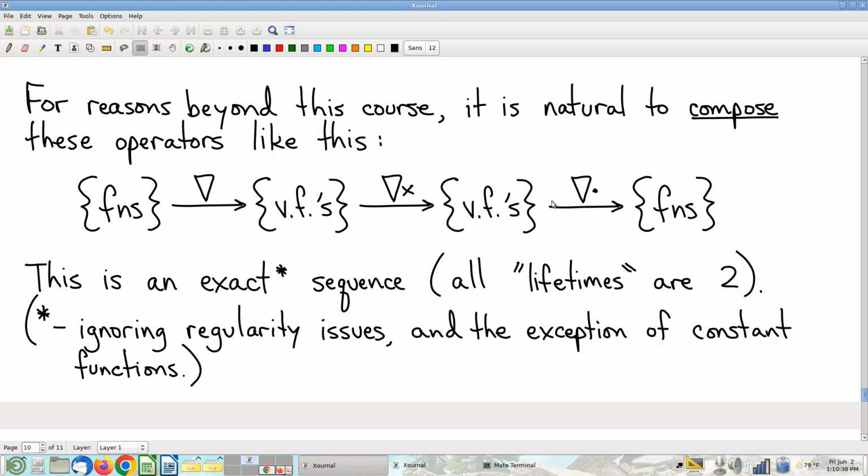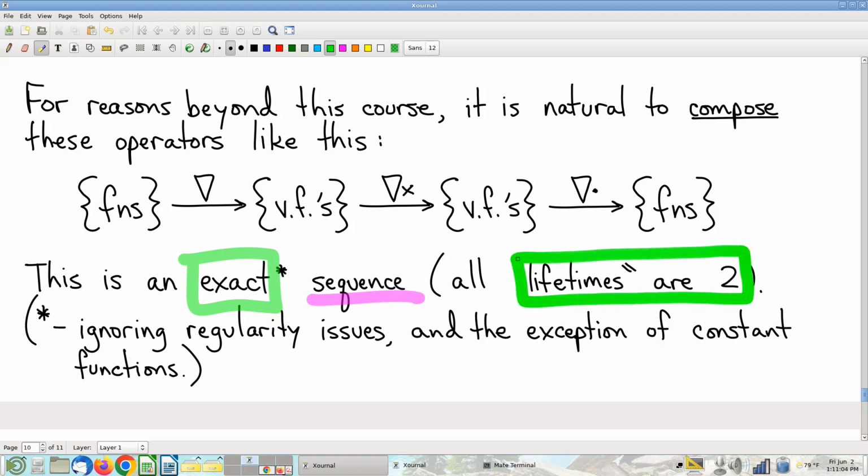So what we have here is called a sequence of operators. This is a sequence of operators, and it turns out this is a special sequence. This is what we call an exact sequence, which is, again, more sophisticated stuff that I'm not going to be able to talk about, but give me 2 seconds. The big idea of what I mean by an exact sequence is pretty much that what I like to summarize as all of the lifetimes are 2.